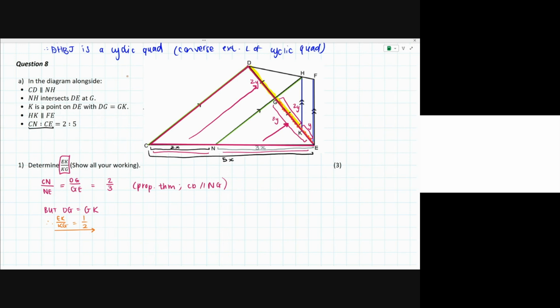Okay, so this is only a 3 marker, 3 marks because you set up your prop theorem and your ratio. You've remembered that GK is equal to DG, so it's the 2 parts, and that gives you 1/2.